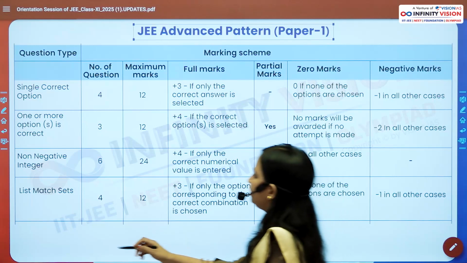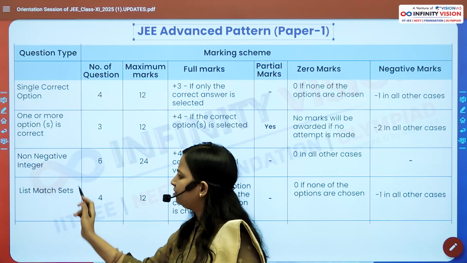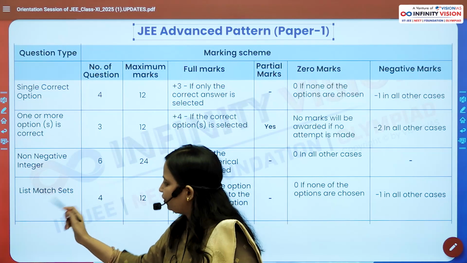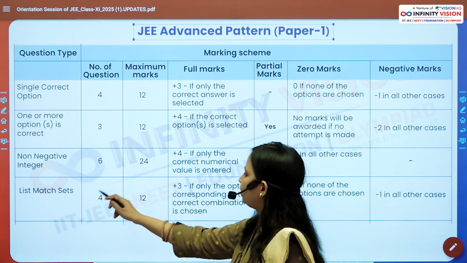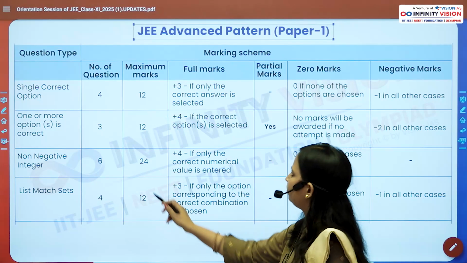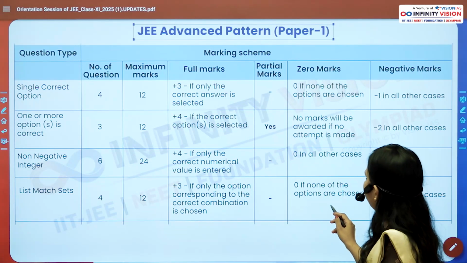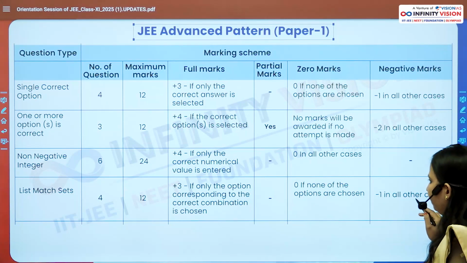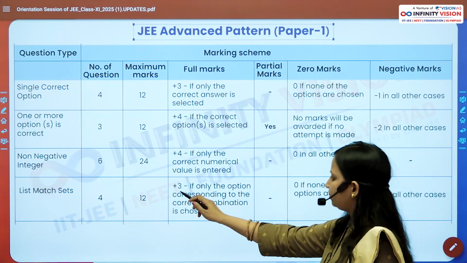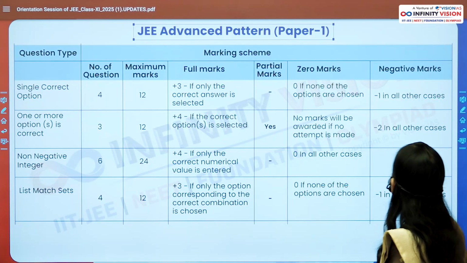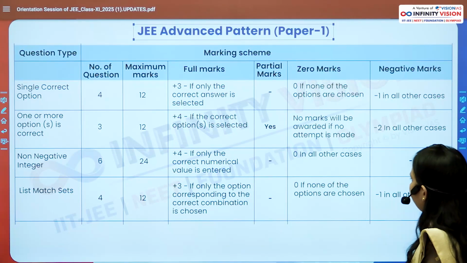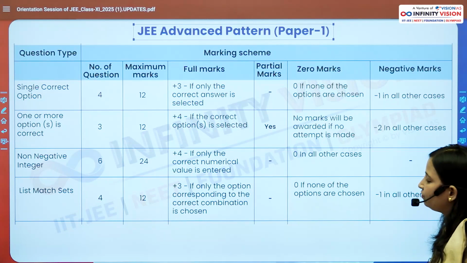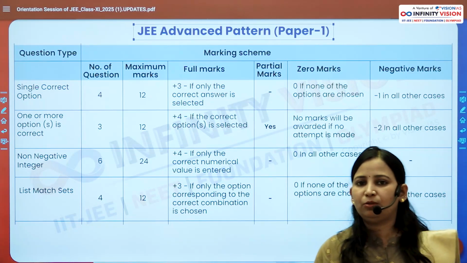Similarly, next is list match sets, which is sometimes the case-based study. We can say these are match the following type questions, in which the number of questions is 4, and each question is of 3 marks, so maximum marks is 12. If you do not attempt the question, you will get 0 marks. If you attempt correctly, you will get +3. And if you have given a wrong response or chosen an incorrect option, then -1 mark will be deducted from your total marks.